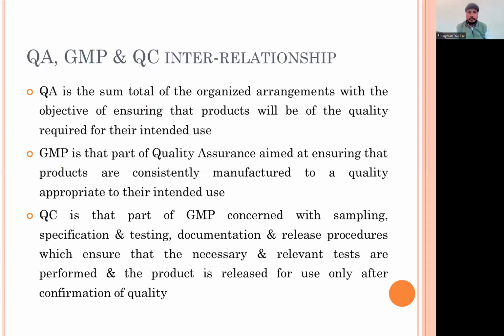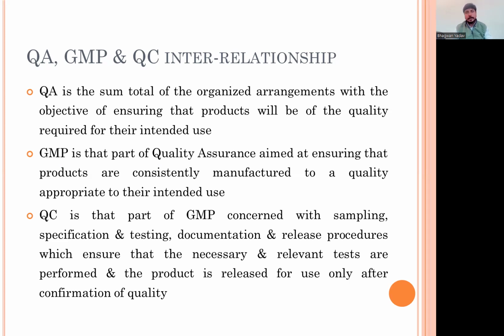So same point, QA is the sum total of organized arrangements with the objective of ensuring that products will be of the quality required for their intended use. So QA is fully responsible for the quality of any organization, or we can say for any pharmaceutical. And GMP is a part of quality assurance aimed at ensuring that products are consistently manufactured to a quality appropriate to their intended use.